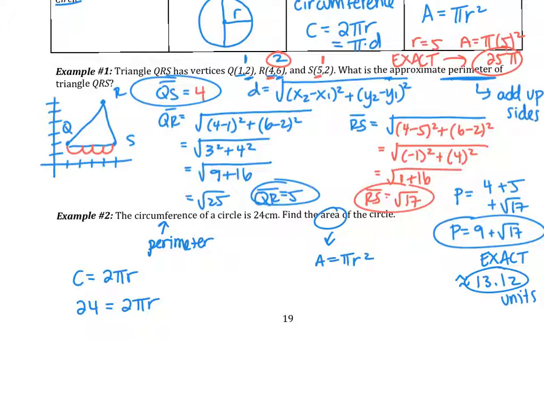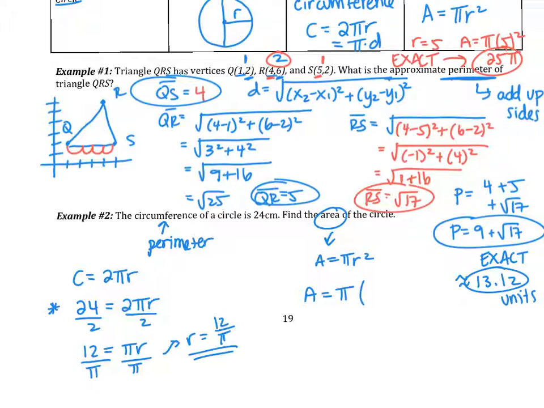Okay, so going back to our 24 equals 2 pi r. We need to find the radius, so I'm going to start by dividing by 2. So I get 12 equals pi times r. If I divide by pi, I get a radius of 12 over pi. Now, I would prefer that you leave your answer like that. If you get a decimal right now, you're going to end up with an answer that's a little bit wrong because you're rounding that decimal. So use this as your radius.